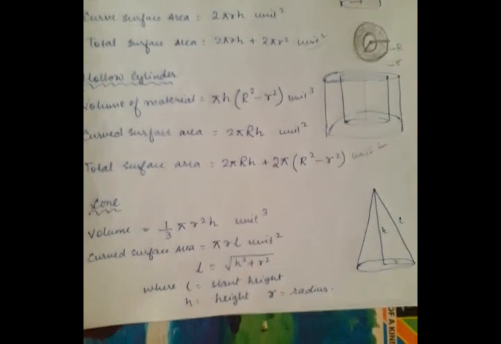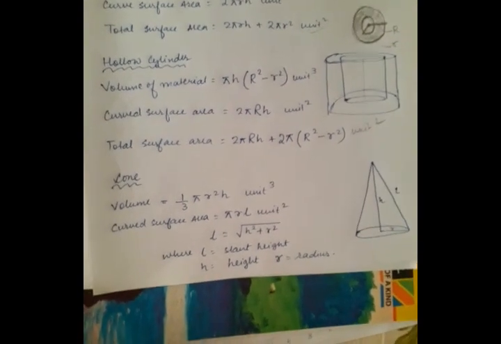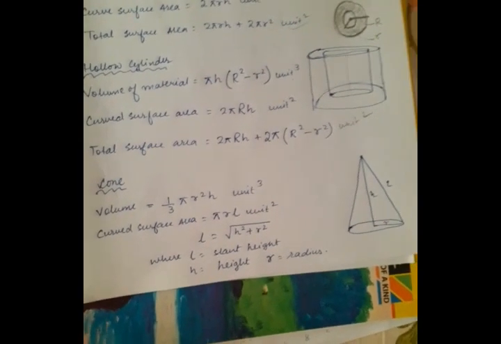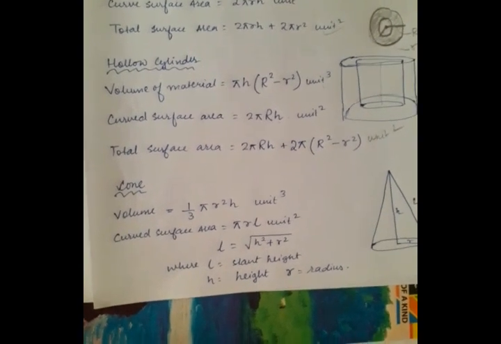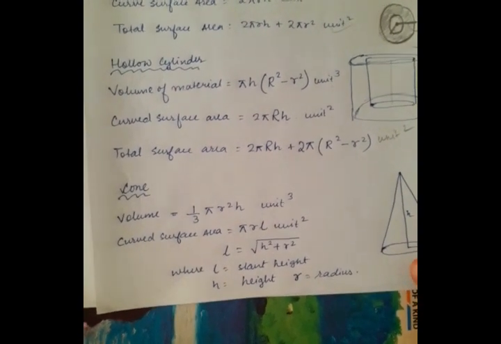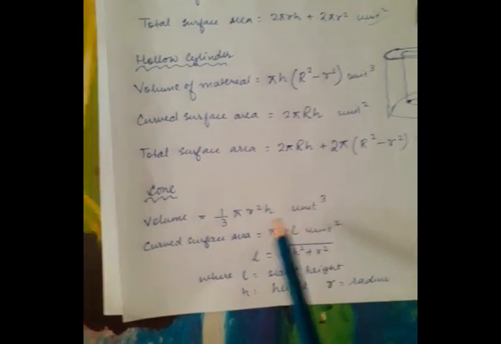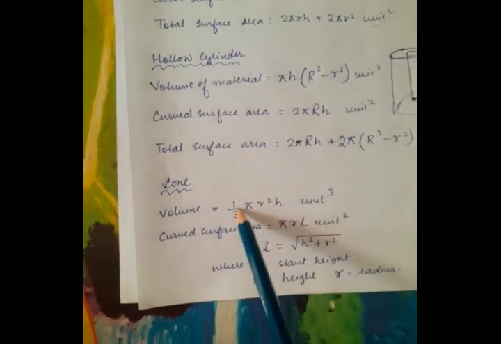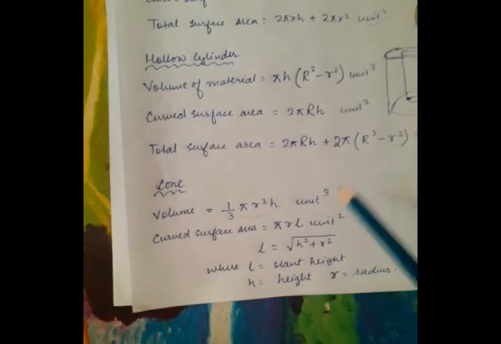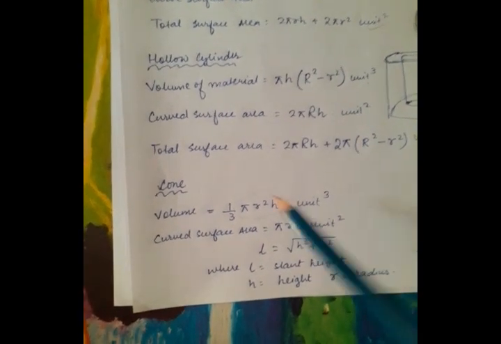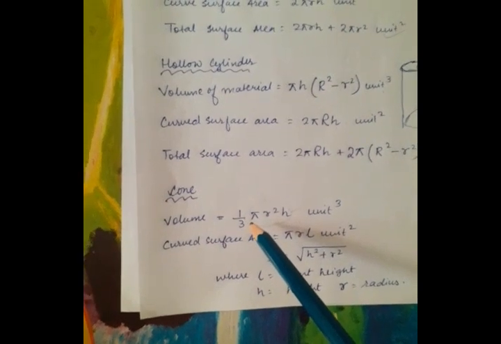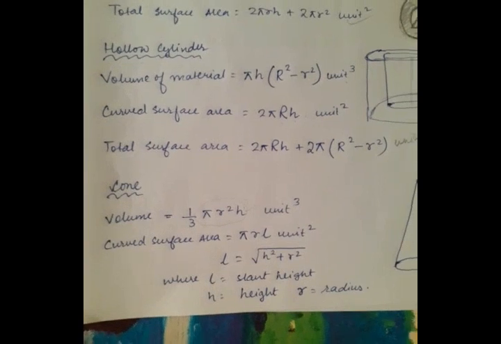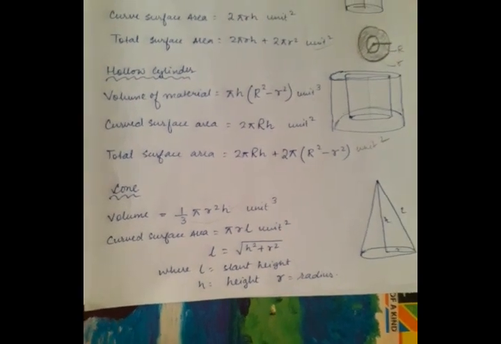Okay, now let's talk about the next mixed figure of triangle and circle, that is the cone. That is 1 by 3 pi r square h. You have noticed that pi r square h is the volume of cylinder, and by taking 1/3 of this it will become the cone. So the volume of cone is 1 by 3 pi r square h.